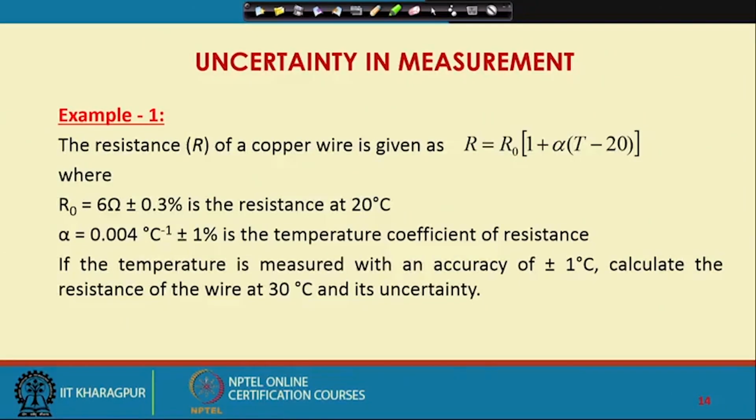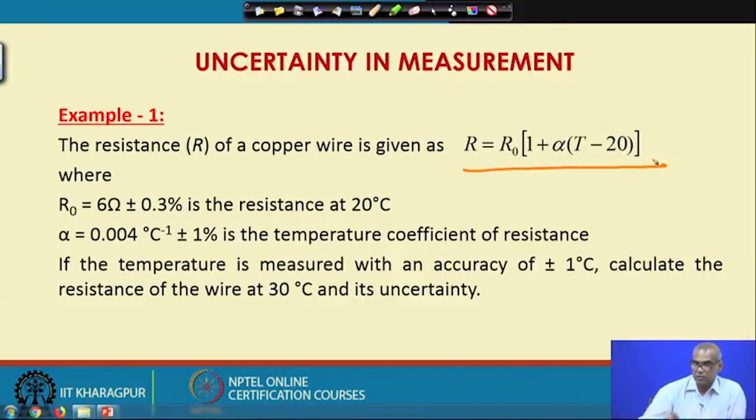Now, to make the concept more clear, we will take two numerical problems. The first example we consider is about the resistance of a copper wire. The resistance, which is represented as R, of a copper wire is given as R equal to R 0 into 1 plus alpha into T minus 20. You know the resistance of a wire changes with change in temperature, and that relationship is expressed here.